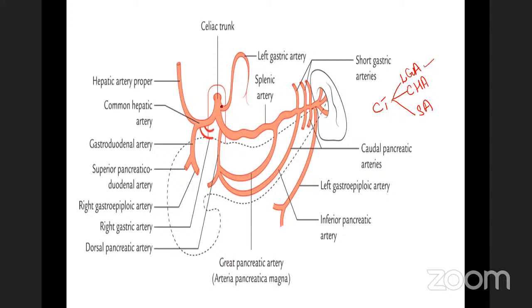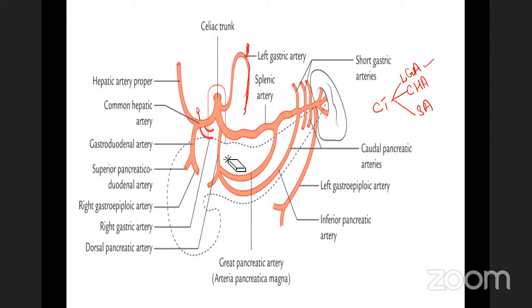So first we'll discuss about the left gastric artery. It arises from the celiac trunk and it passes upwards and to the left. You can see it is passing upwards and to the left. It reaches the cardiac end of the stomach. It gives few esophageal branches to the esophagus and the cardiac end of the stomach. It travels in the lesser omentum at the lesser curvature of the stomach, and it anastomoses with the right gastric artery, which is a branch of common hepatic artery. We will discuss that later.